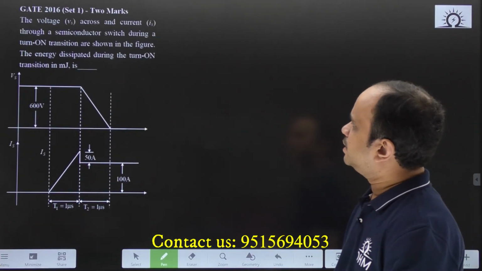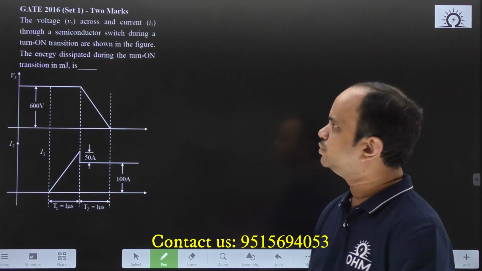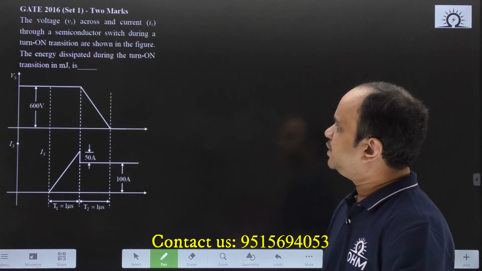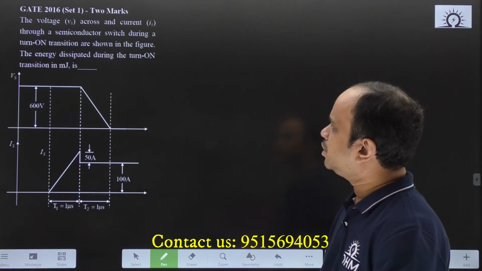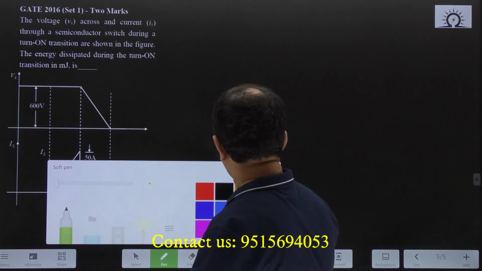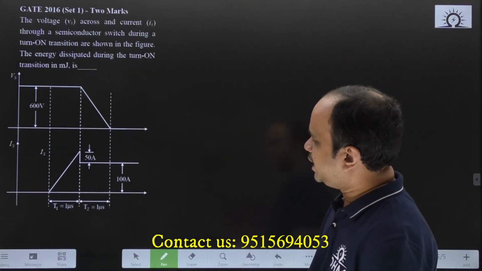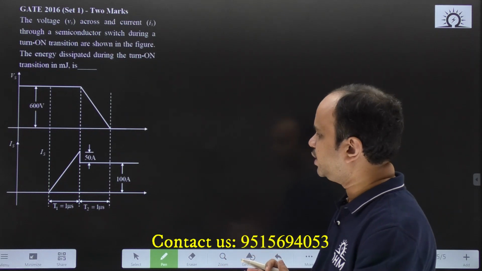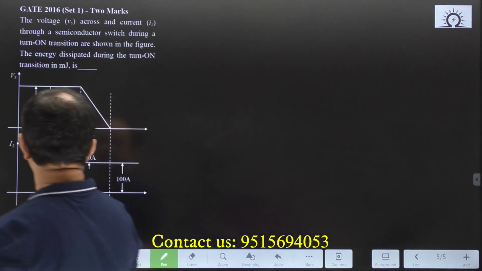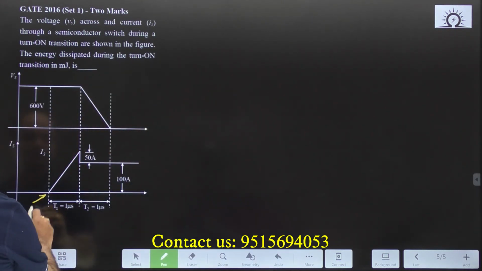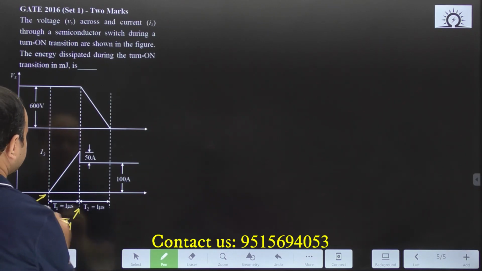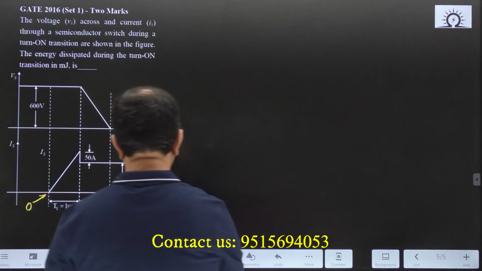Now, the next question: the voltage across and current through a semiconductor switch during the turn-on transition are shown in the figure. The energy dissipated during the turn-on transition in millijoule is. In this case, we can find the energy loss during 2 intervals, one is T1 and another is T2. Say, for example, if I take T equal to 0 at this point, the upper limit will be T1.